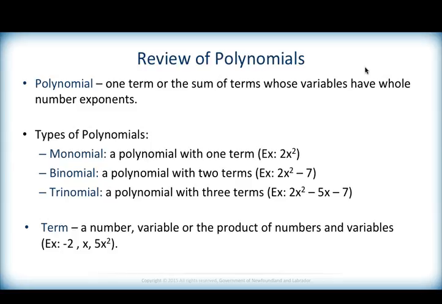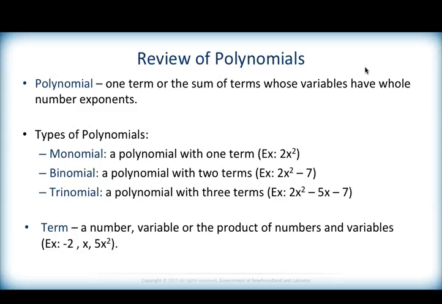So for an example, you can have 2x squared, subtract x plus 5. Each term is separated by either a subtract or an addition symbol, which is a polynomial. So each term has to be separated by an operation, and you need to have a whole number exponent. There are three types of polynomials.